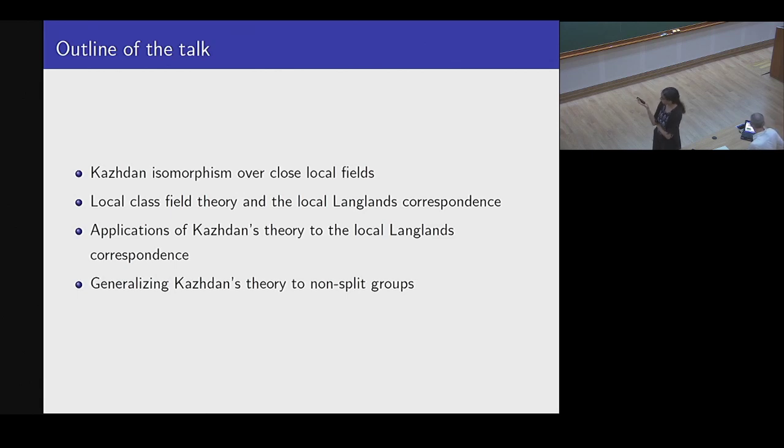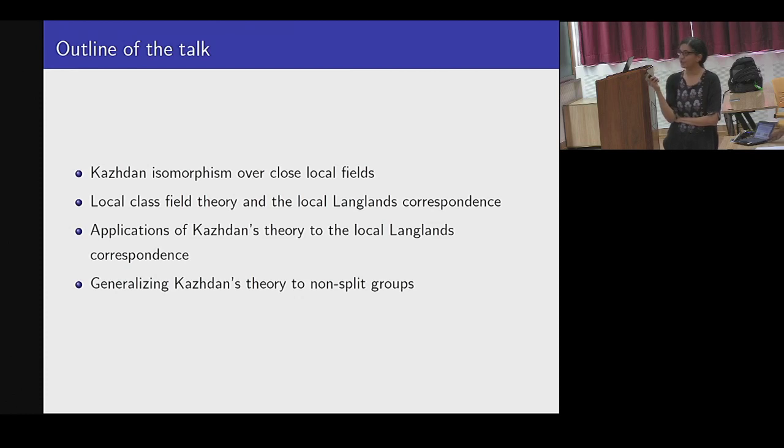So I will review the local class field theory and the local Langlands correspondence, and the application of this theory to those conjectures. And finally, I'll talk about generalizing this theory to non-split groups. Kazhdan isomorphism is a priori known only for split groups. So I will talk about its generalization to non-split groups.